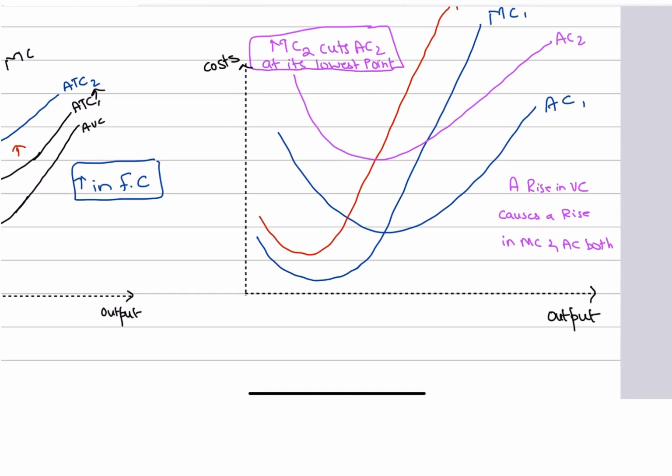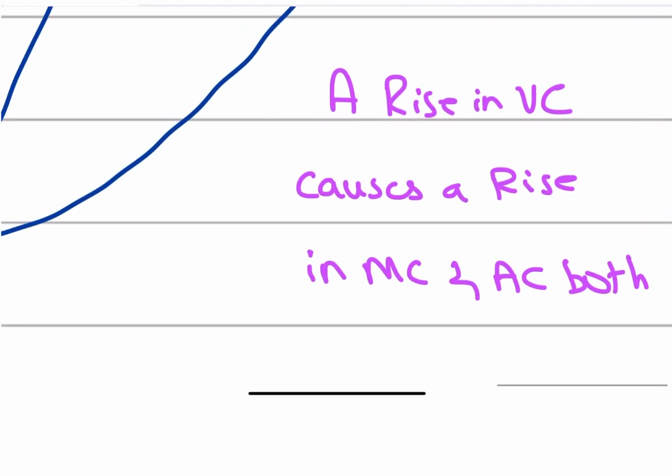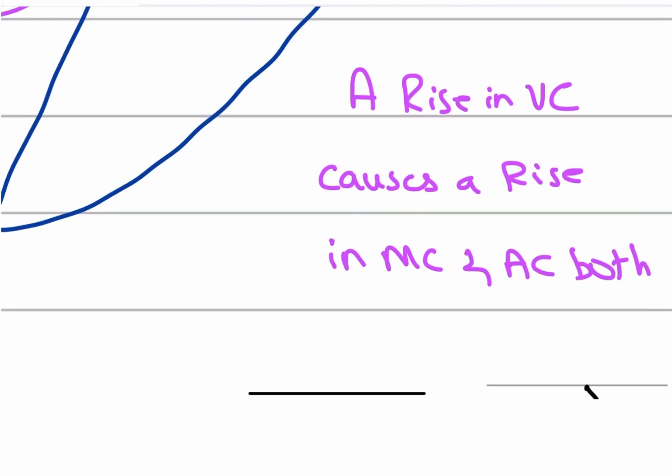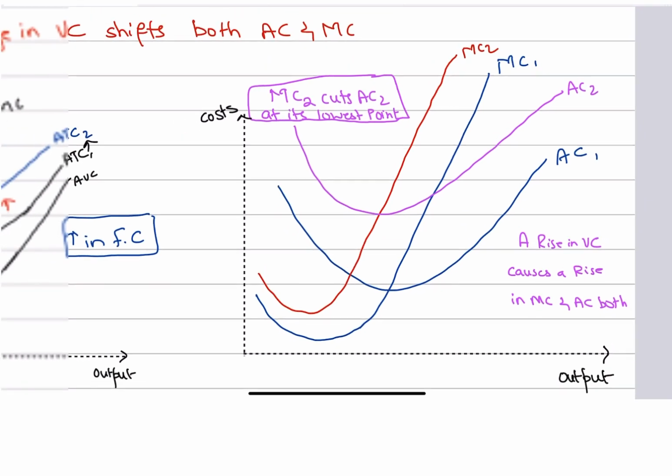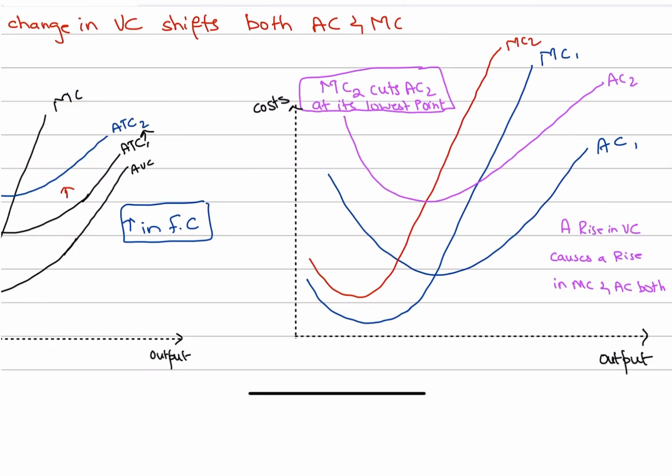But on the other hand, whenever there's a rise in variable cost, it would cause your marginal cost curve to shift upwards, and your average cost curve as well. So both will shift, right? Marginal cost and average cost curves both will shift. So you can see that your marginal cost curve also shifts, representing an upward shift from MC1 to MC2.